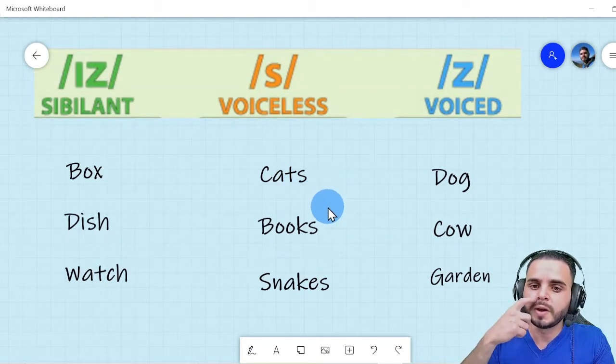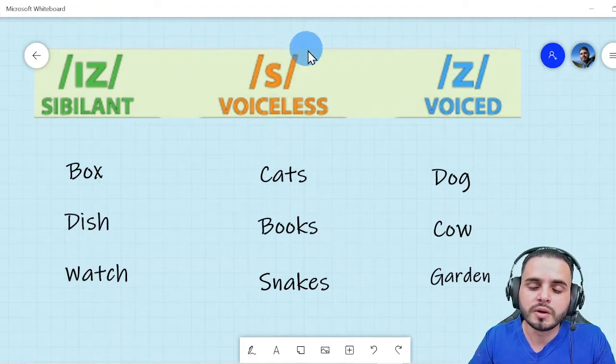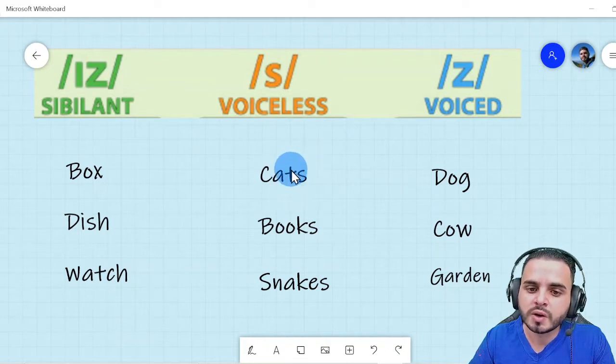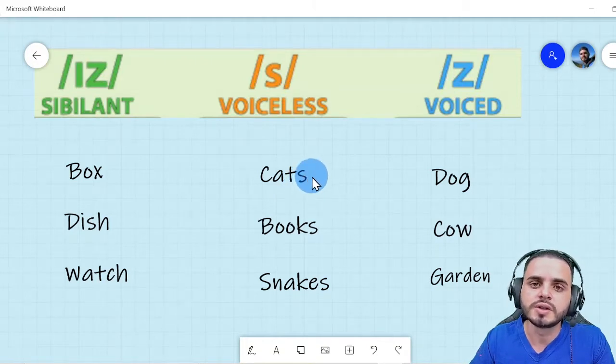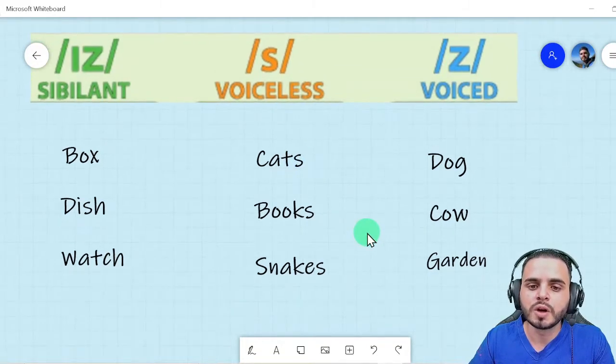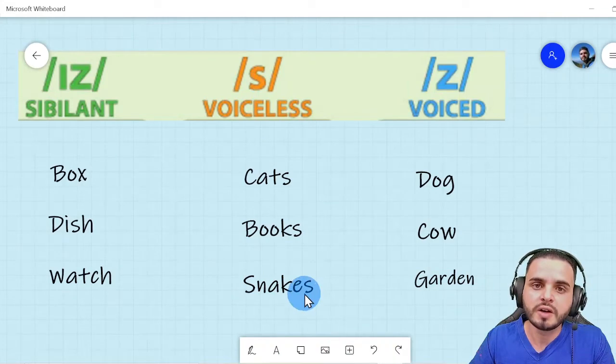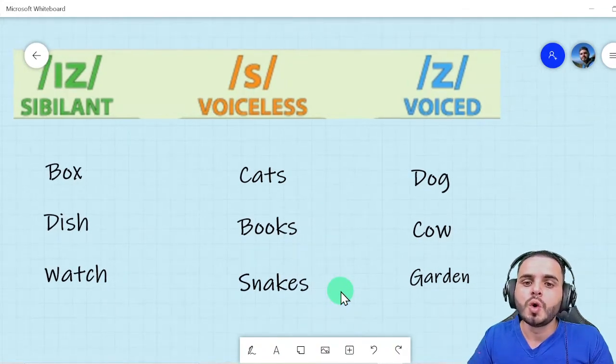Okay, you see that? So this sound, the sound s, is voiceless too. So if we have a voiceless sound before the s, we're going to pronounce it as a voiceless sound, as an s sound. Okay, so this is the simplest one because for Spanish speakers, we have that sound in our language. But now we're going to go over the next one.